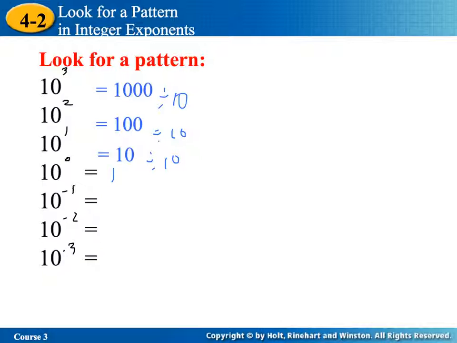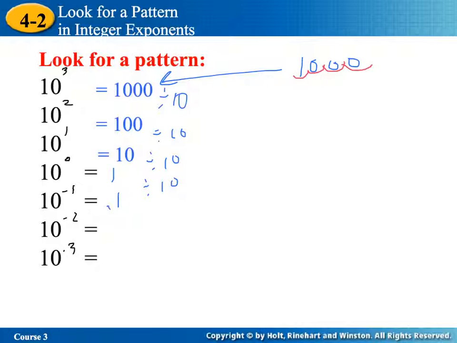As you see this, if I move my decimal one spot to the left each time: 10 to the third was 1,000, right? If I move my decimal to the left here, I get 10 to the second, which is 100. If I move it another spot to the left, I get 10 to the first. Another spot, I get 10 to the 0 power, which is 1. If I move it one more spot, 10 to the negative 1 power is 0.1.